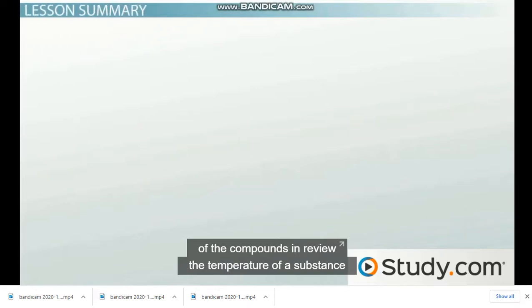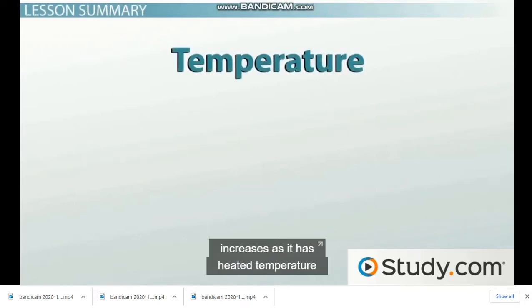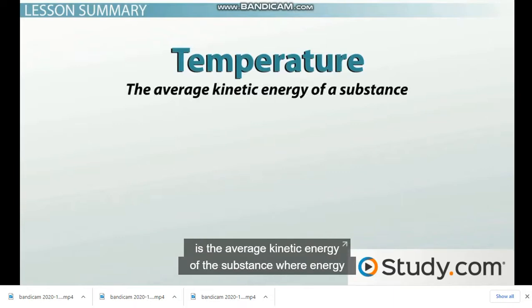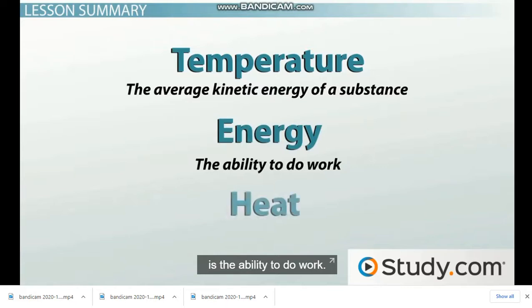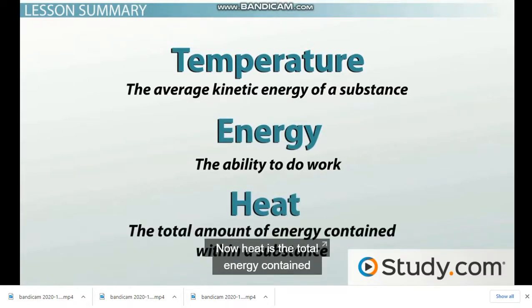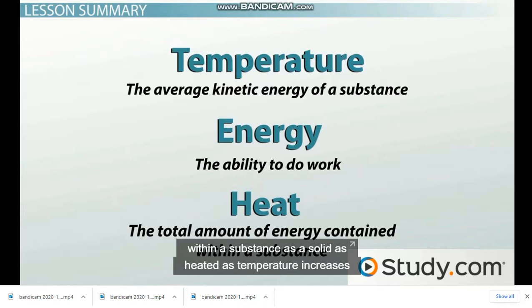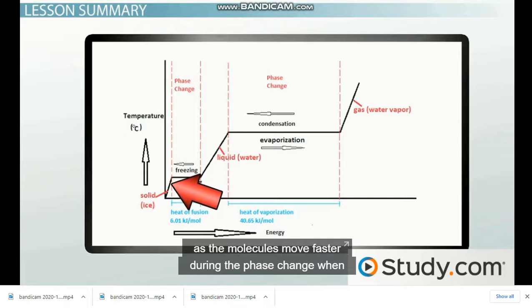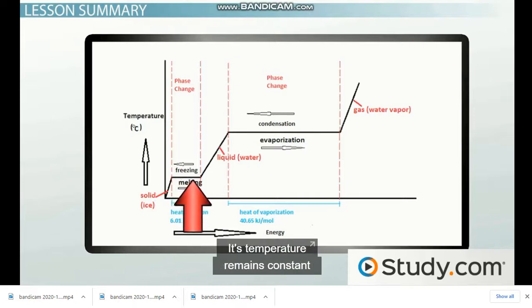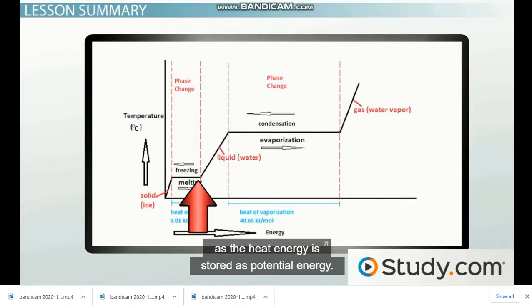In review, the temperature of a substance increases as it is heated. Temperature is the average kinetic energy of the substance, where energy is the ability to do work. Now, heat is the total energy contained within a substance. As a solid is heated, its temperature increases as the molecules move faster. During the phase change, when solid melts into liquid, its temperature remains constant, as the heat energy is stored as potential energy.